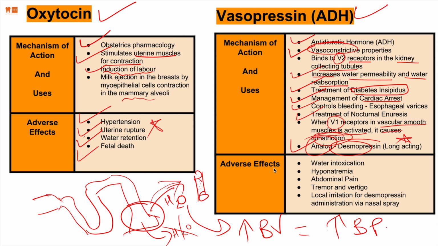What's the adverse effect of vasopressin or desmopressin? Water intoxication, hyponatremia, abdominal pain, tremor, vertigo, local irritation for desmopressin administration when it's done via nasal spray. It's just a reported side effect.